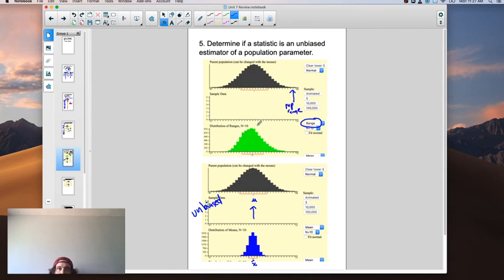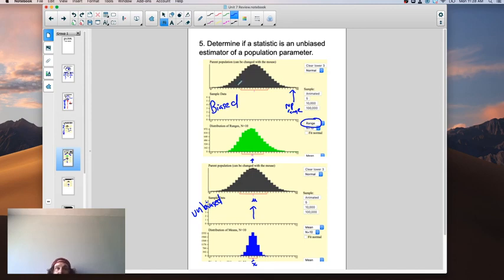Does it appear that the mean of our sampling distribution down here is centered? No, it's not centered at all. So this is extremely biased, right? If this were an unbiased estimator, then the center of our distribution should be over here, which it's not. So if we take a sample, we're going to consistently underestimate the actual population range.